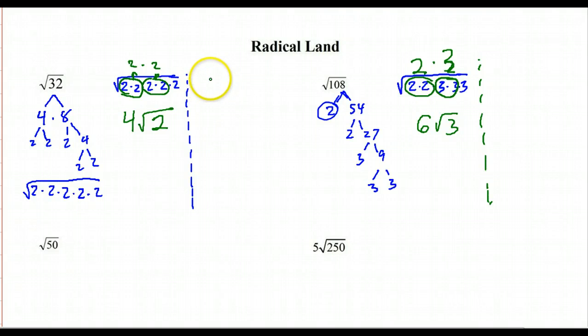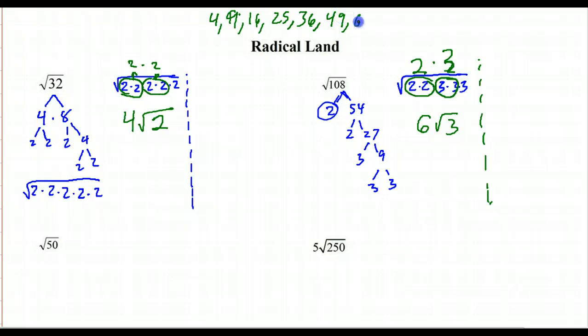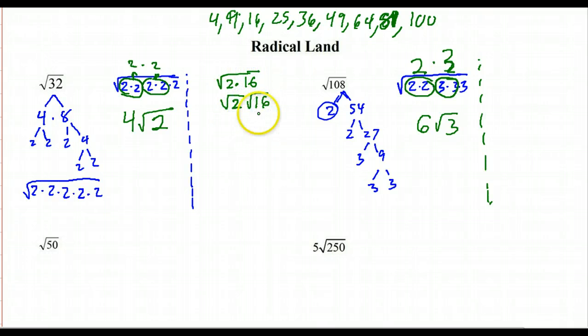The other method is the brute force find the perfect squares method. So we already know all of our perfect squares for 9, 16, 25, 36, 49, 64, 81, and then 100. So you want to look for them. So 32, well, there's a 16 in there. That's 2 times 16. And then you could separate that square root. And then square root of 16 is 4. And then we don't have any more pairs in there, so that's radical 2.